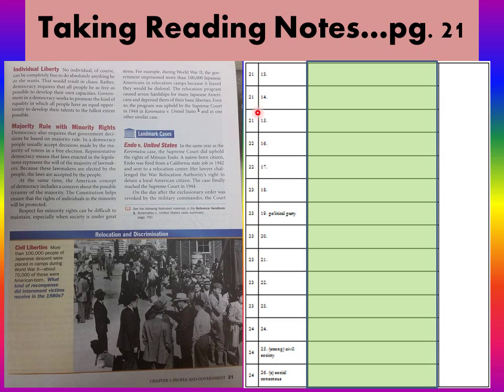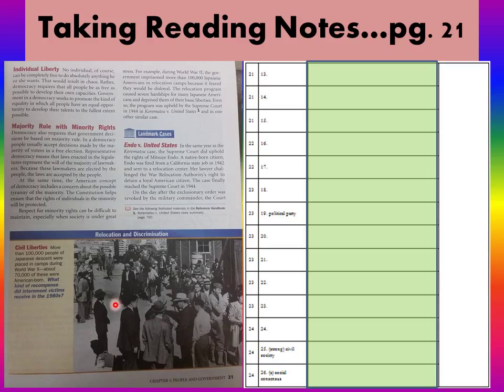Okay, now we're going to answer number 15, which is Endo versus United States, and we're going to do the details. I'm going to read this part, but I'm not going to come back to it. So before we read that, I'm going to show you this picture right here. It says more than 100,000 people of Japanese descent were placed in camps during World War II. About 70,000 of these were American born. What kind of recompense did internment victims receive in the 1980s? And we'll find that out in a minute.